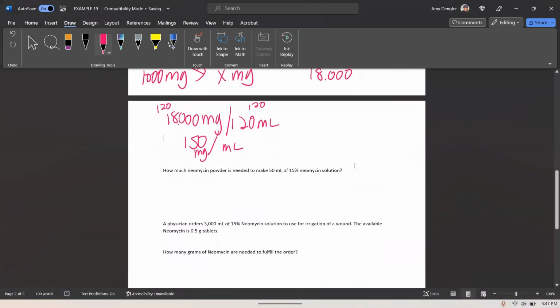All right, now how much neomycin powder is needed to make 50 ml of 15% solution? So you can kind of see here what we are doing with these percentages now. So our 15% is 15 grams over 100 ml. This time we want to make 50 ml. How many grams? So we would do 100x is equal to 15 times 50.